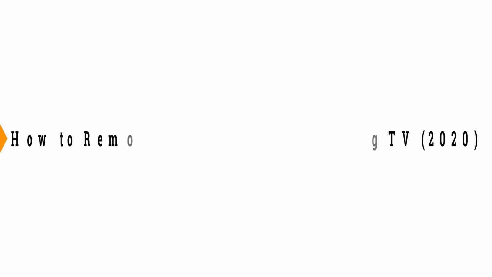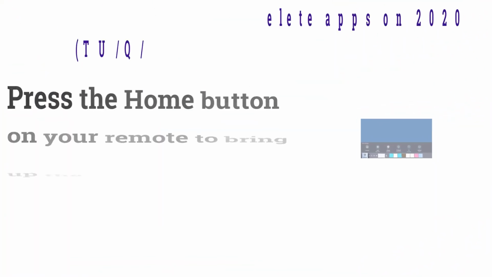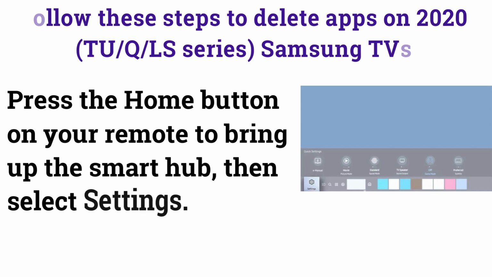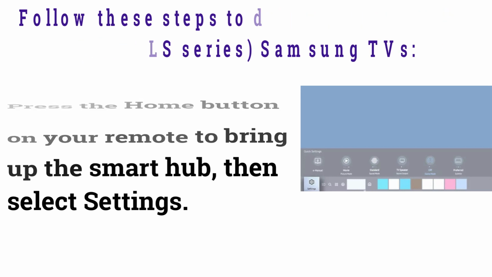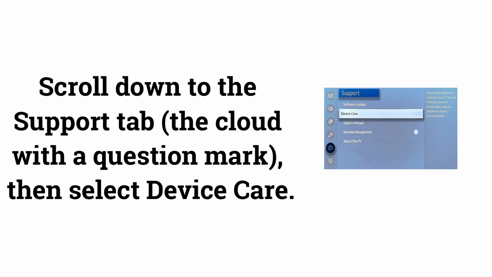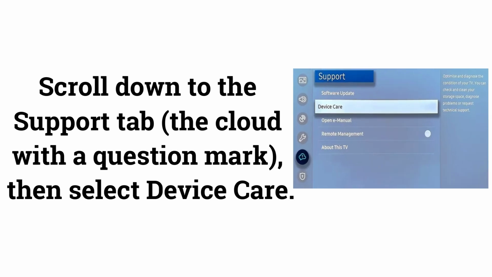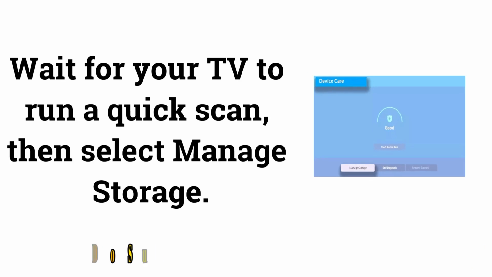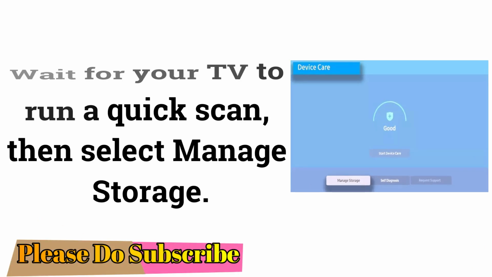How to remove apps from a Samsung TV 2020. Follow these steps to delete apps on 2020 Q/LS series Samsung TVs. Press the home button on your remote to bring up the Smart Hub, then select Settings. Scroll down to the Support tab, the cloud with a question mark, then select Device Care. Wait for your TV to run a quick scan, then select Manage Storage.